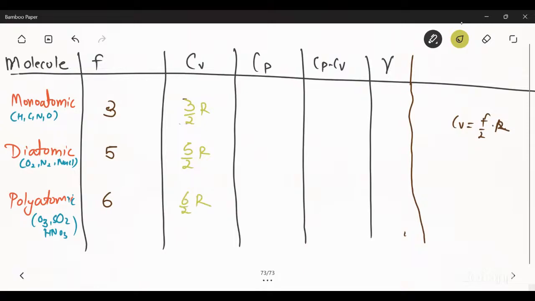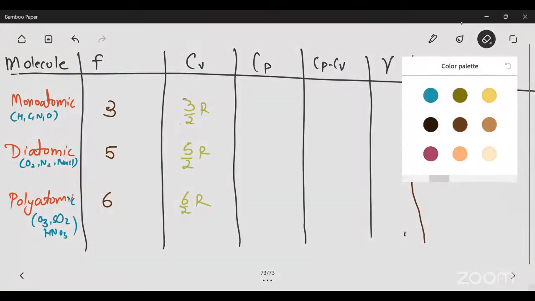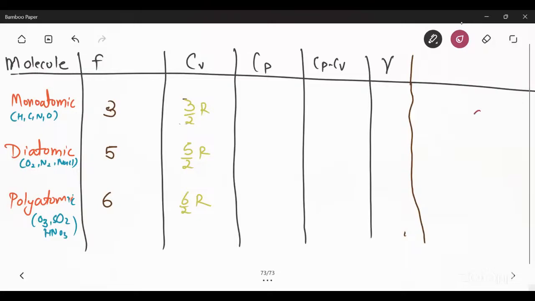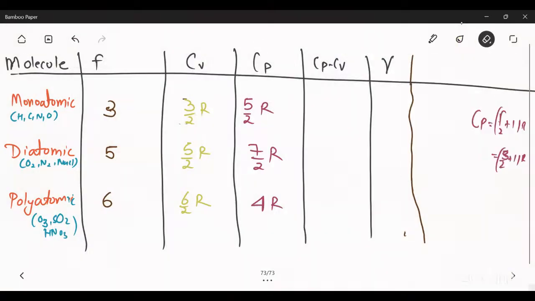The formula of Cp is (F by 2 plus 1) R. That means, sorry, 3 by 2 plus 1 R, which is equal to 5 by 2 R. Then 5 by 2 plus 1 means 7 by 2 R, and 6 by 2 plus 1 means 4R. Here will be 3R.